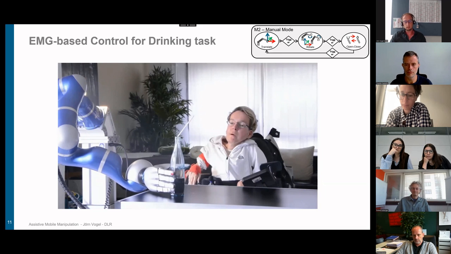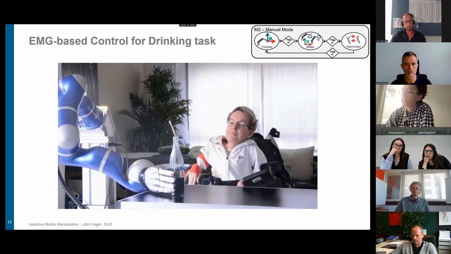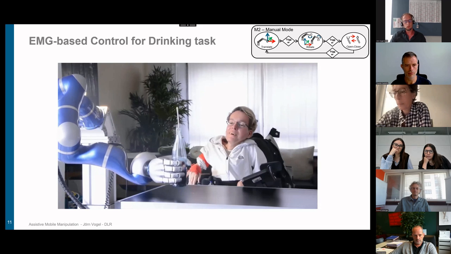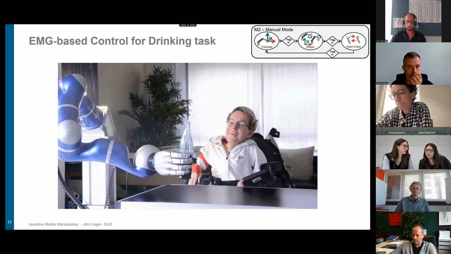And as you can see, it does work, but it also requires a lot of concentration, and she has to be very precise to bring the bottle between the fingers. So that's what led us to the next step of advancing this work and trying to add shared control to support those activities of daily living.